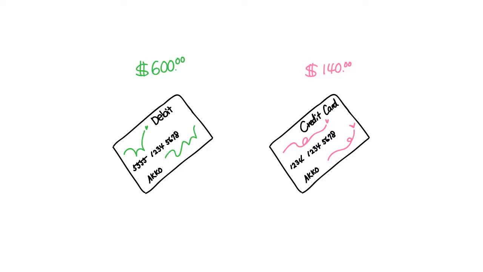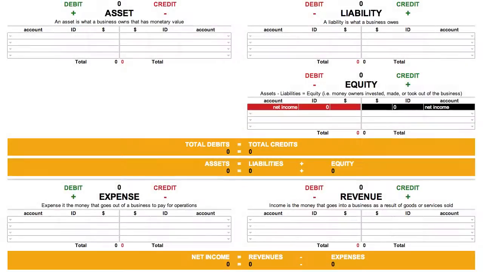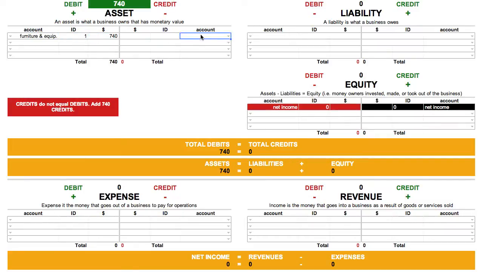How does she deal with this in her accounting records? Well, there's two different ways that she can do this. The first way is to enter it as a single journal entry. You debit furniture and equipment, then credit her bank account and her credit card. So, we debit the furniture and equipment asset account, choose an ID of 1, and enter in the total amount spent, which was $740. Then we simply split the credit between the bank account and credit card accounts.